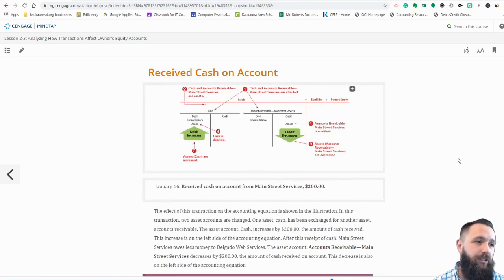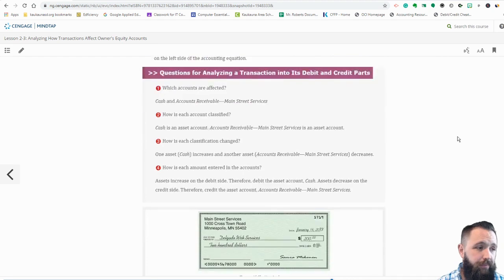Next, we received cash on account. This is a very similar one to the one that we've done before. No real tricks here. We look at it, what are the accounts? Cash and accounts receivable. They're both assets. Cash is going to increase. Cash increases on the debit side, and accounts receivable is going to go down because remember, the people that owe us money are going to pay us. So we credit accounts receivable, which will decrease, and assets decrease on the credit side.